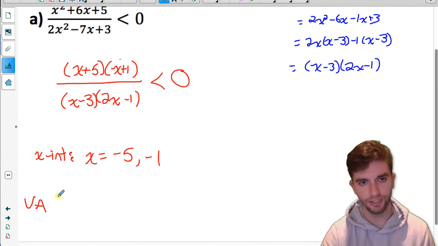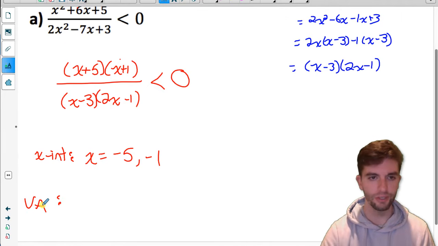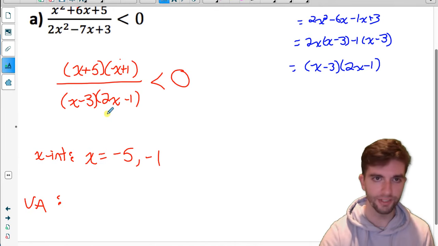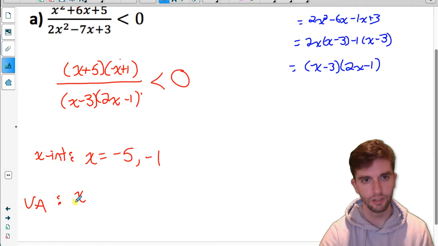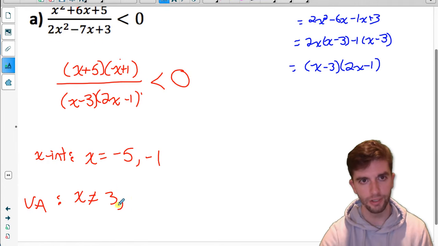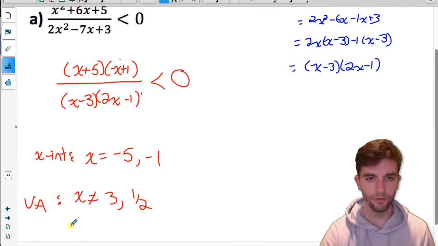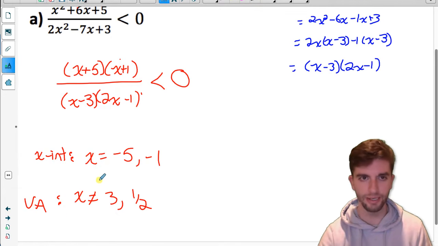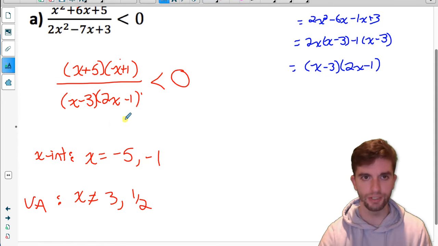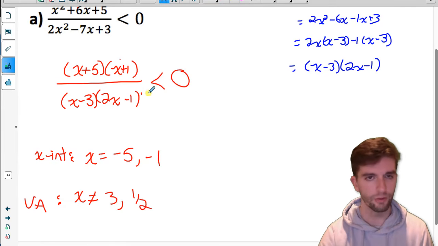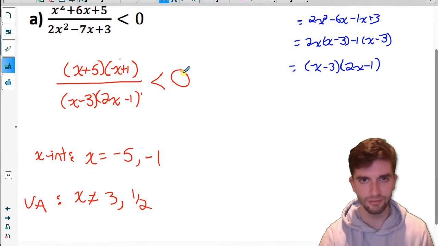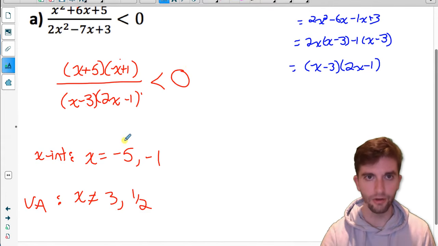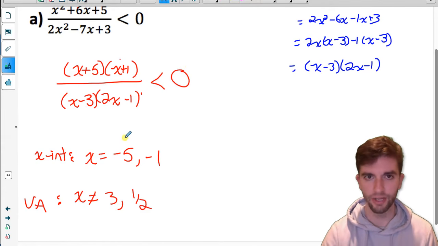And where are the vertical asymptotes of a function? The vertical asymptotes are at x values that make the denominator be 0. So what would make the denominator of this become 0? X cannot be 3 or a half. So I have two vertical asymptotes. They would be at x equals 3 and x equals a half, because those two values make the denominator of this become 0, which means this whole rational function would be undefined. So now that I have the x-intercepts and the vertical asymptotes, I can actually figure out when the function is going to be less than 0 by carefully choosing some test points and setting them up in a factor table.